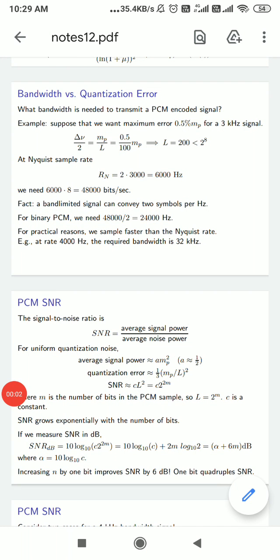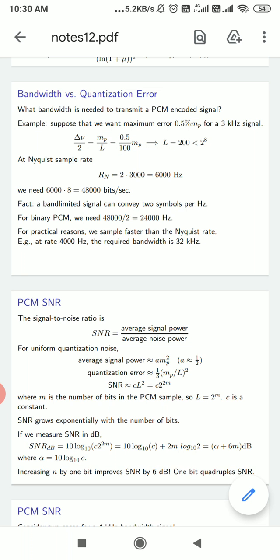Good morning. Here we will solve some numericals on the signal to noise ratio. In the previous session we saw the signal to noise ratio and some numericals also. We will see some more numericals. What are we saying about the signal to noise ratio? It is the ratio of normalized signal power with respect to the normalized noise power.